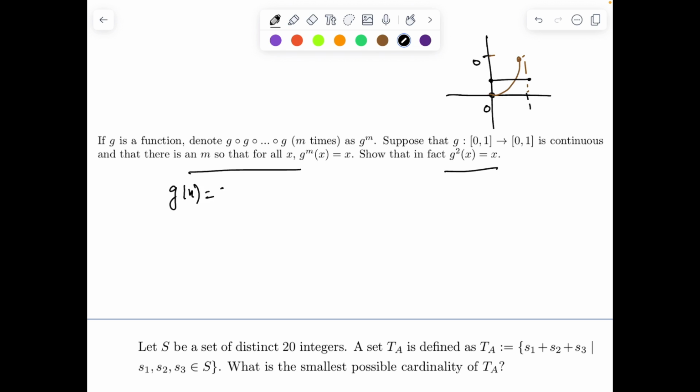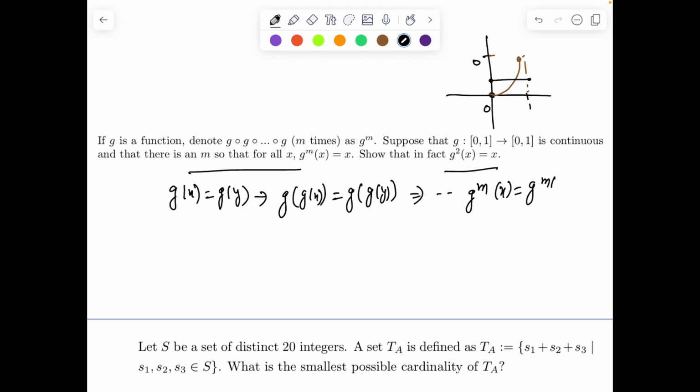Note that if g(x) = g(y), then composing g on both sides gives g(g(x)) = g(g(y)), and I can keep doing this m times, so g^m(x) = g^m(y). That implies x = y. So that shows the function g is injective for sure. Therefore g is injective.